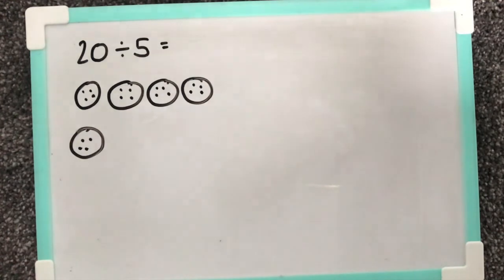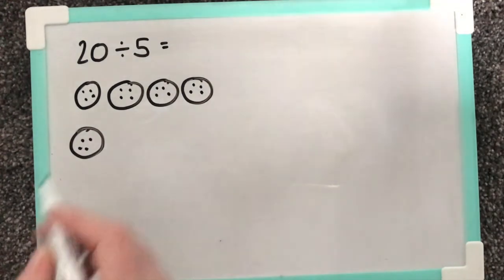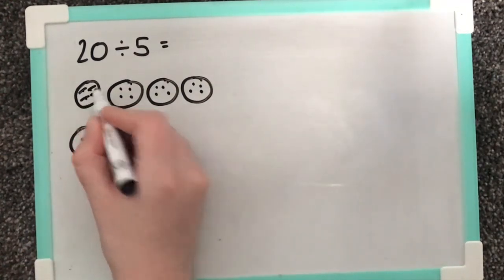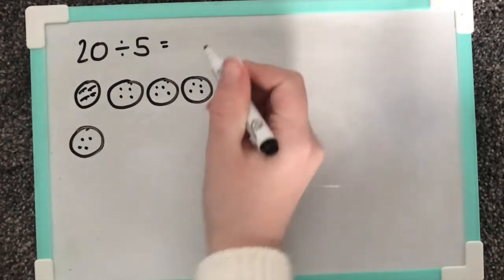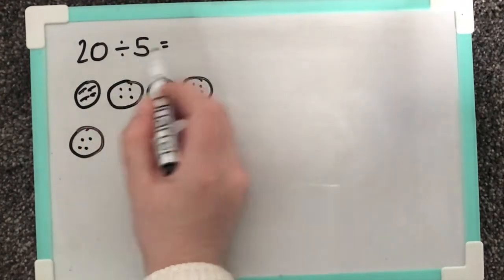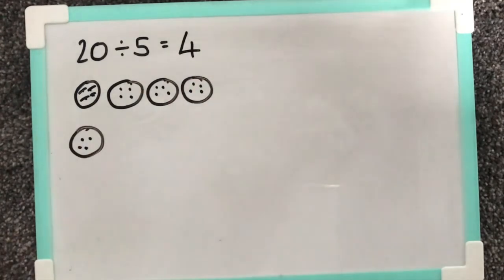Now we count how many dots are in one circle. Let's have a look. 1, 2, 3, 4. There are 4 dots in each circle. That means 20 divided by 5 is equal to 4.